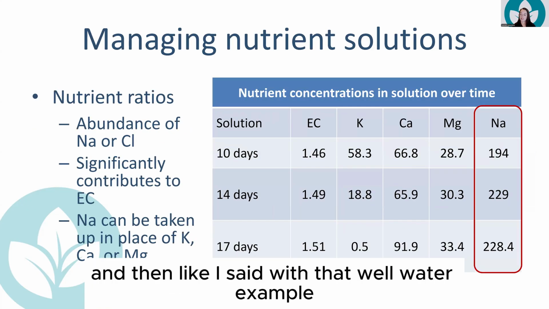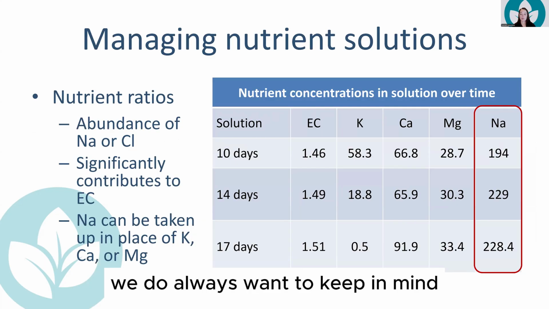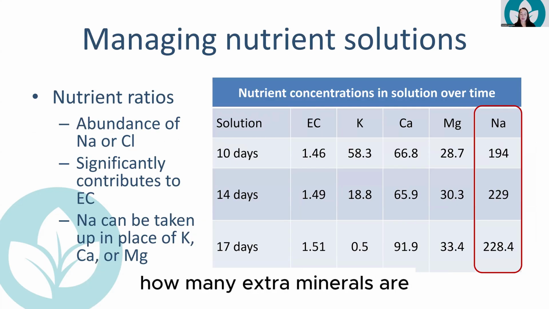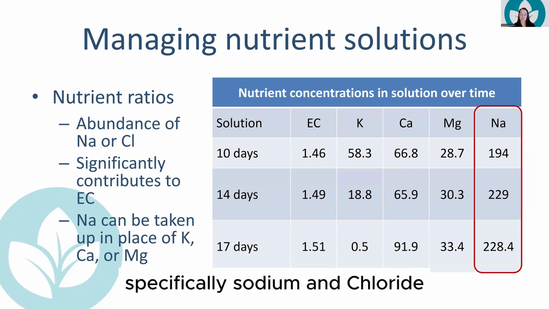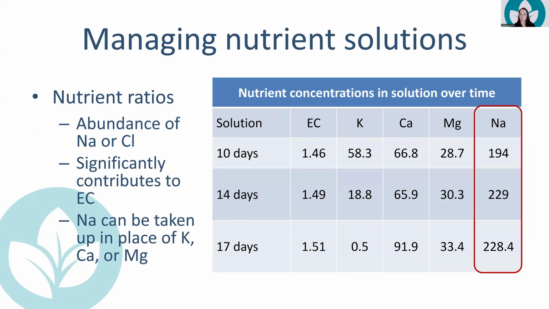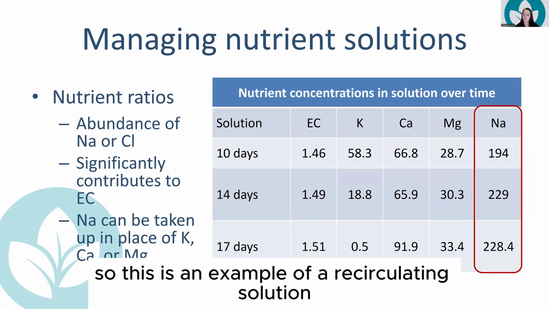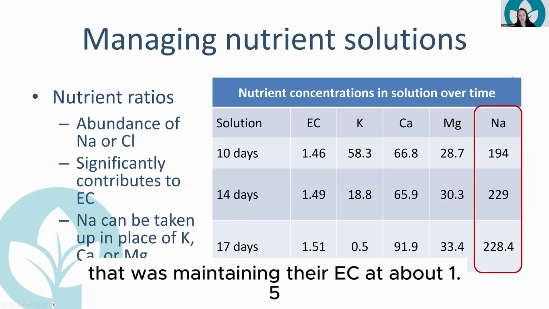And then, like I said, with that well water example, we do always want to keep in mind how many extra minerals are naturally occurring in the water, specifically sodium and chloride. So this is an example of a recirculating solution that was maintaining their EC at about 1.5.